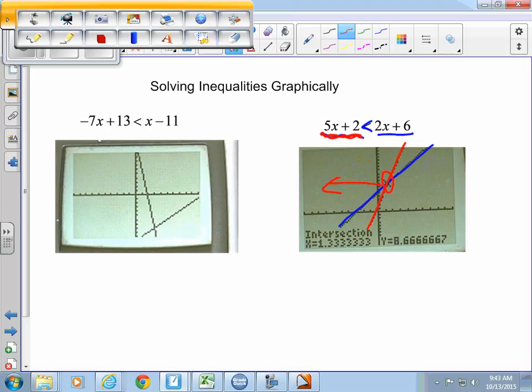What's the answer? You see that? The red one is below the blue one that way. It's less than the blue one that way. So how do I write that?